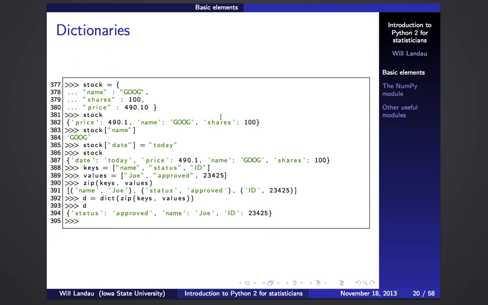So here's my dictionary. I can create new elements by specifying new keys and assigning them values. I can create dictionaries out of lists of keys and values by zipping them together first to get a list of tuples, and then calling a dict function on that list of tuples to get a dictionary of key value pairs.